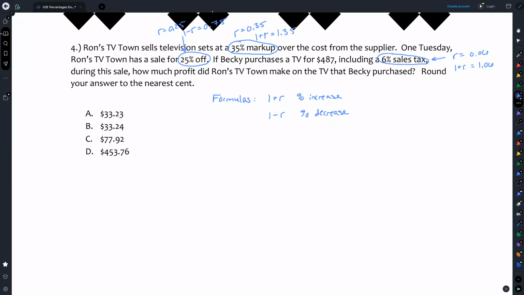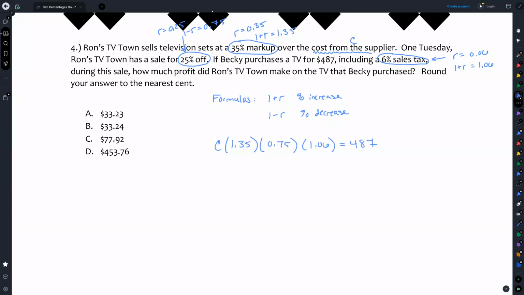All right, so let's put this all in an equation. We know that the cost from the supplier is our starting point. So let's call that C. And if we start with that C value, and then we mark it up by 35%, and then we put it on sale for 25% off, and then we add 6% sales tax, we will arrive at what Becky had to pay, which is $487.